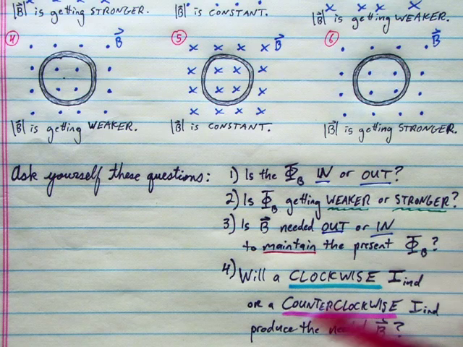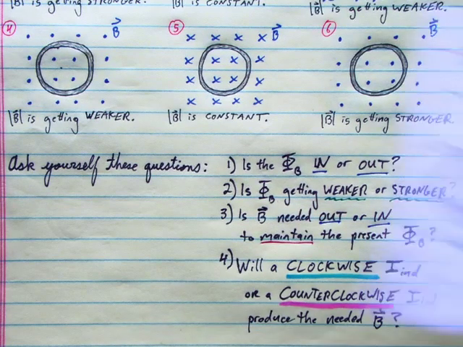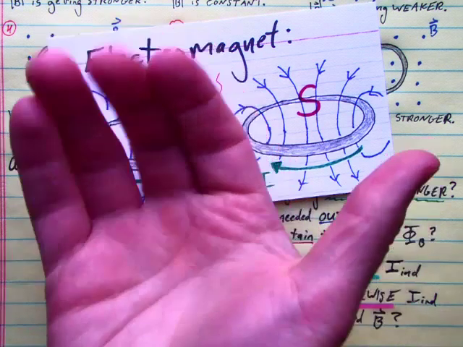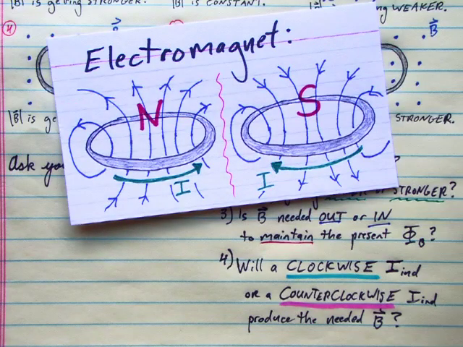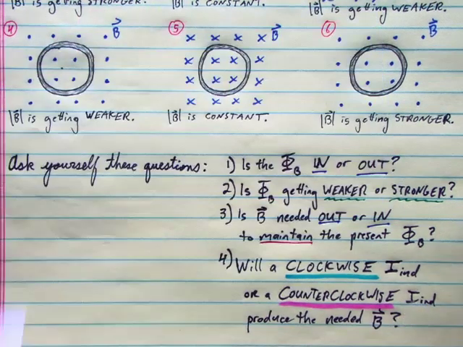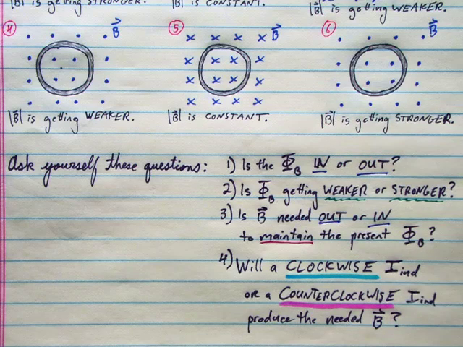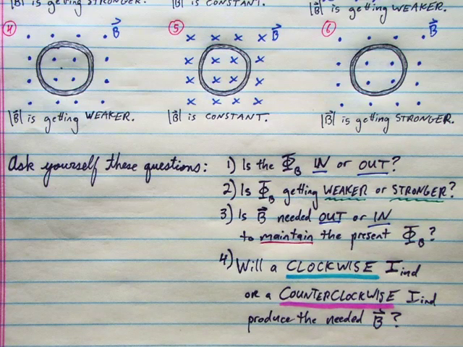Then, once you know whether you need B in or out, apply your knowledge of electromagnets and the right-hand rule to determine whether a clockwise induced current or a counterclockwise induced current will produce the B field that you determined you needed in response to question 3. So will you need a clockwise or counterclockwise current? That's ultimately what you are predicting here.